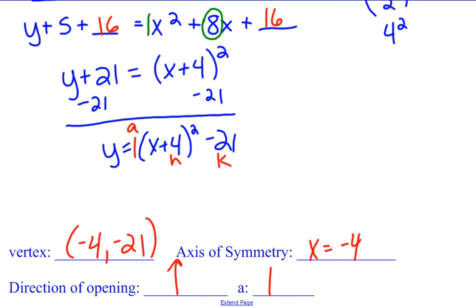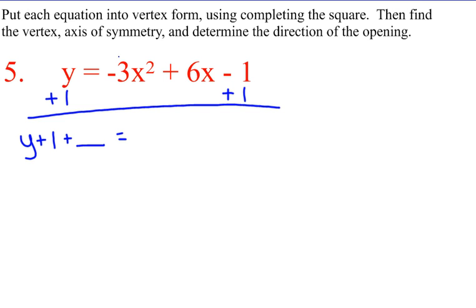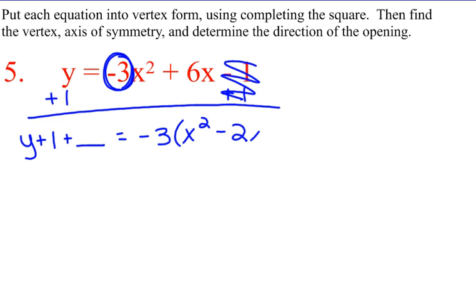So let's try the next one. That's kind of a basic one. Number 5, same idea. I'm going to add 1 to both sides to move that constant over. So I have y plus 1 plus blank equals. Now, maybe you noticed this, maybe you didn't. But remember, when our a value is something other than 1, we need to factor that out. So this is gone on this side. I'm going to divide both of those terms by negative 3. So I'd have x squared minus 2x. And then I'm going to put the plus blank in there. If you're thinking where this comes from, this negative 3 is going to play a big role in our problem. So there's a reason that negative 3 was there.